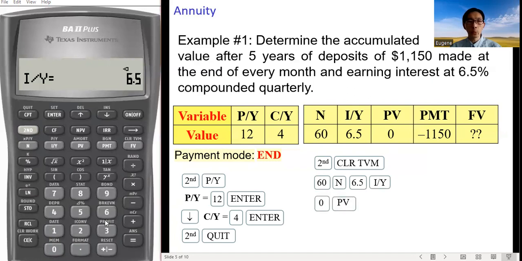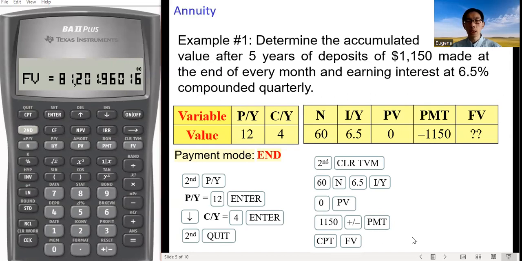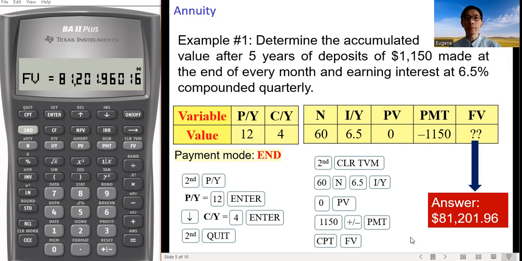PV 0. PMT, negative 1,150. And then we can compute the future value FV by pressing CPT and then FV. And we get the answer. This is the accumulated value after 5 years. This is positive because you can receive this money at the end of year 5.